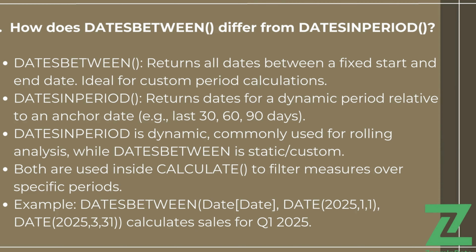Example: dates between, date, 2025, 1, 1, date, 2025, 3, 31. Calculates sales for Q1 2025.